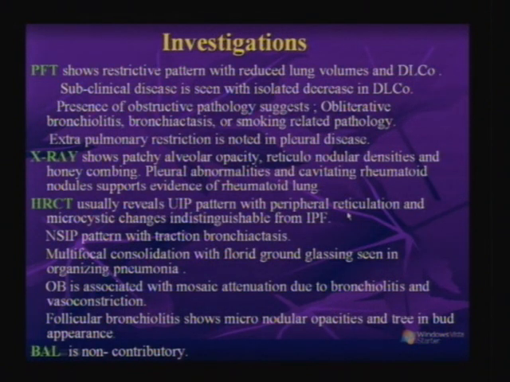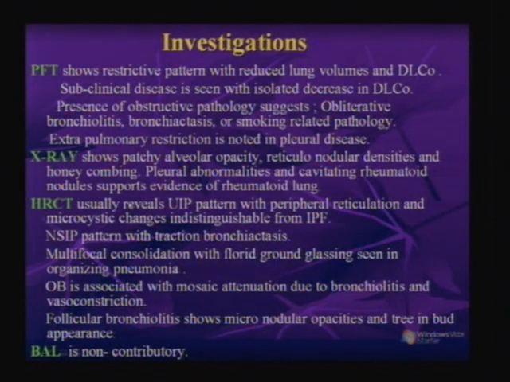Now, investigations, again we follow the same pattern as in the previous diseases we have talked about. PFT shows the restrictive pattern with reduced lung volumes and DLCO. Subclinical disease is seen with isolated decrease in DLCO. Presence of an obstructive pathology suggests an associated obliterative bronchiolitis, bronchiectasis, or smoking related pathology. An extrapulmonary restriction is noted in pleural disease. In the X-ray, it may show a patchy alveolar opacity, reticulonodular densities, and honeycombing. Pleural abnormalities and cavitating rheumatoid nodules support evidence of rheumatoid lung.